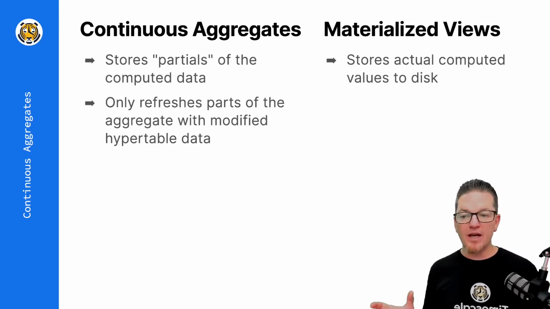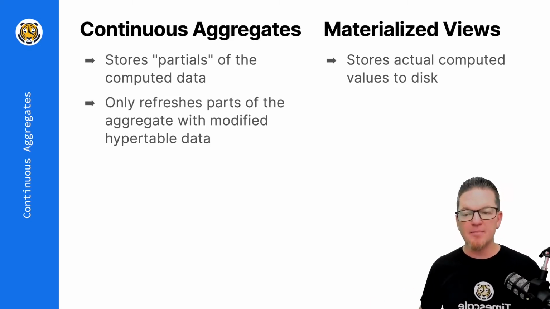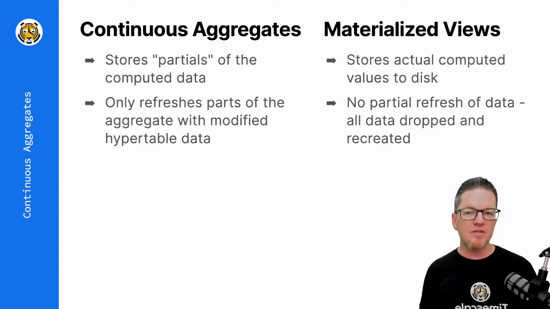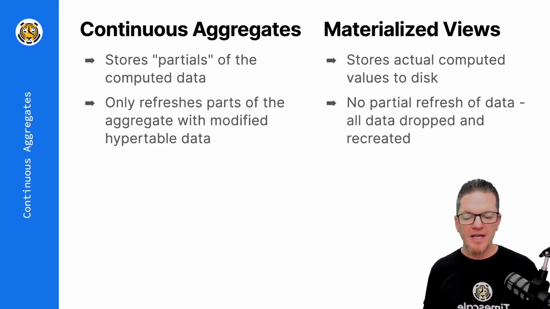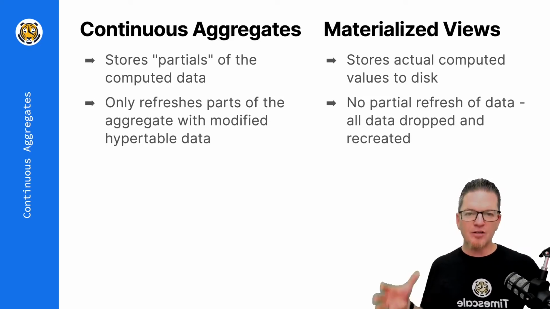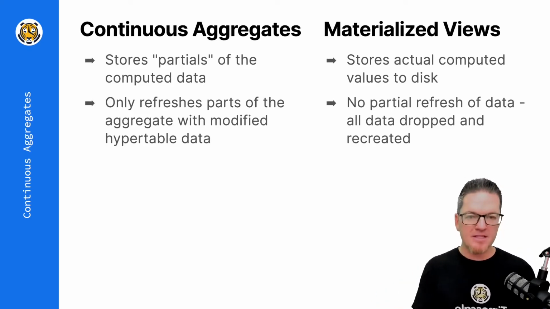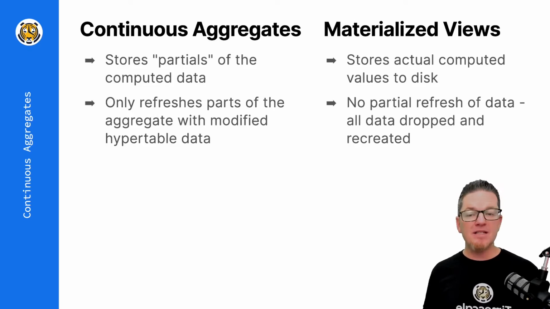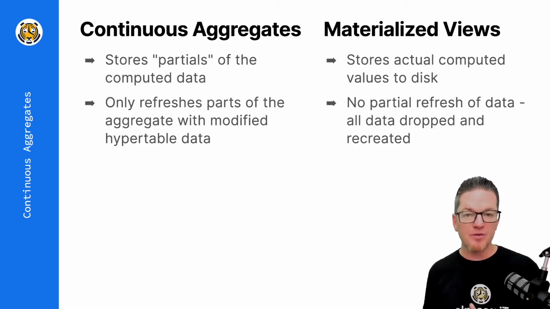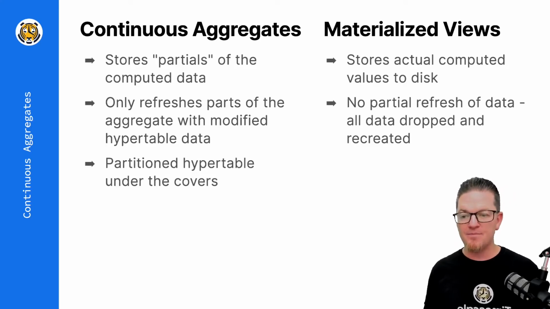Continuous aggregates only refresh parts of the aggregate that have been modified. This is a really powerful feature because materialized views is a once and done feature. So every time you refresh a materialized view, it reruns the entire view query, creates a new table, drops the old one, and replaces it with a new one. Now you do get updated data, but it's very resource intensive. It can be, depending on how much data you have. And it doesn't allow you to retain any history, one of the benefits of continuous aggregates.